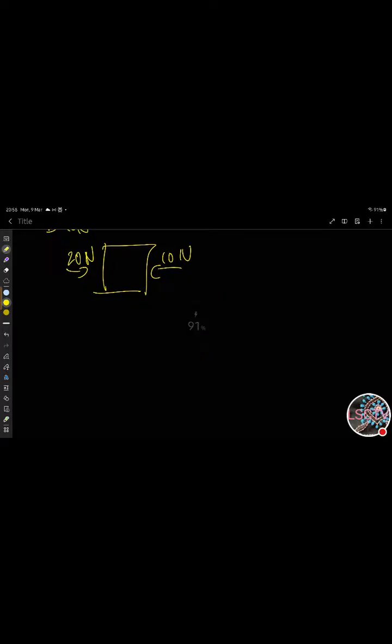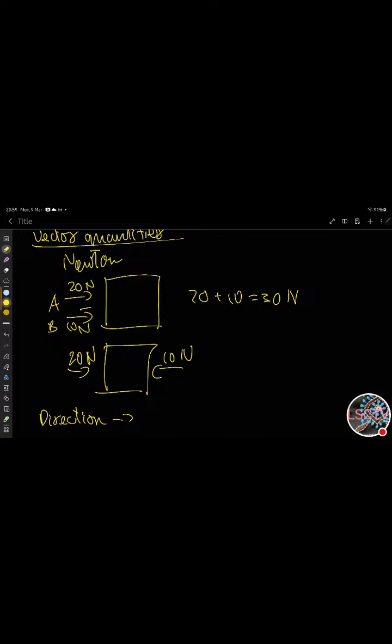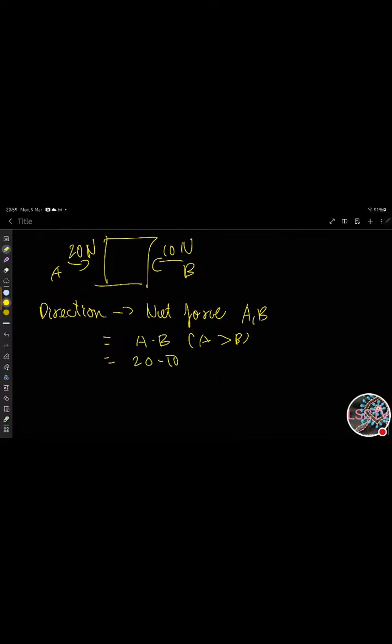See, here direction is important. Why? Look at the change. Here both of them are acting in the same direction. Here both of them are acting in opposite directions. Now, what is the net force in this case? Net force, I'll name this A and B, is equal to A minus B, because A is larger than B. Which is equal to 20 minus 10. What is 20 minus 10? At least tell me that. It is 10 Newton. Simple.